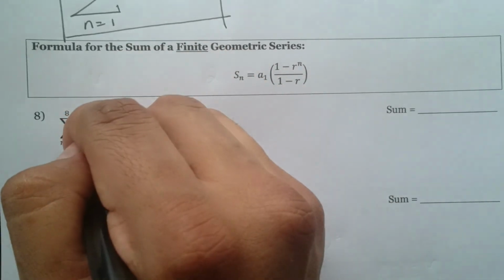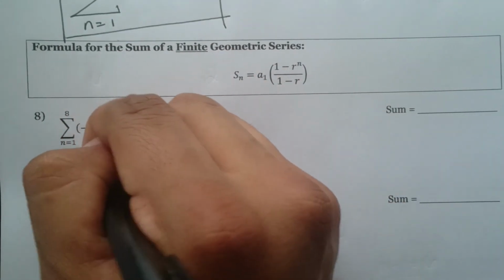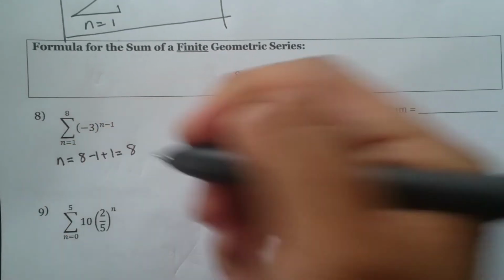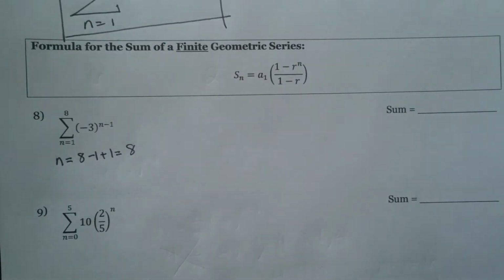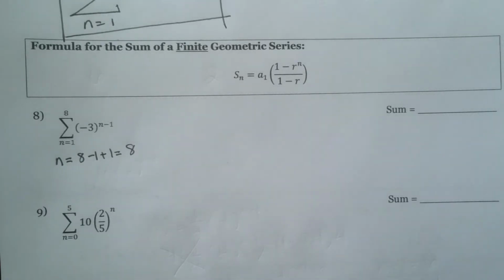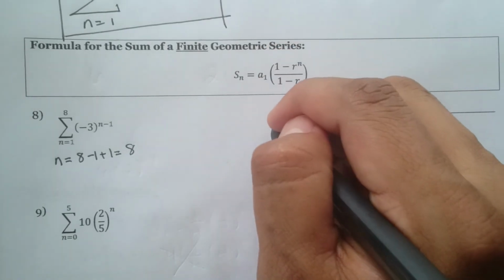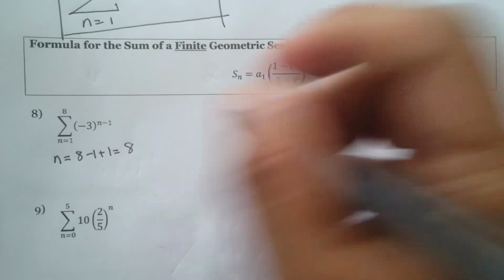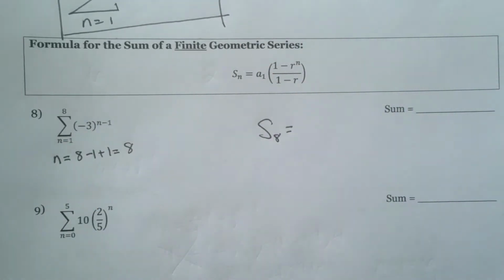And in order to do that, we do the top minus the bottom plus 1, which is 8. Which makes sense because if you count 1, 2, 3, 4, 5, 6, 7, 8, that's 8 numbers. So you're plugging in 1 through 8 and getting 8 different numbers. So I'm going to find the sum of the first 8 terms of this series.